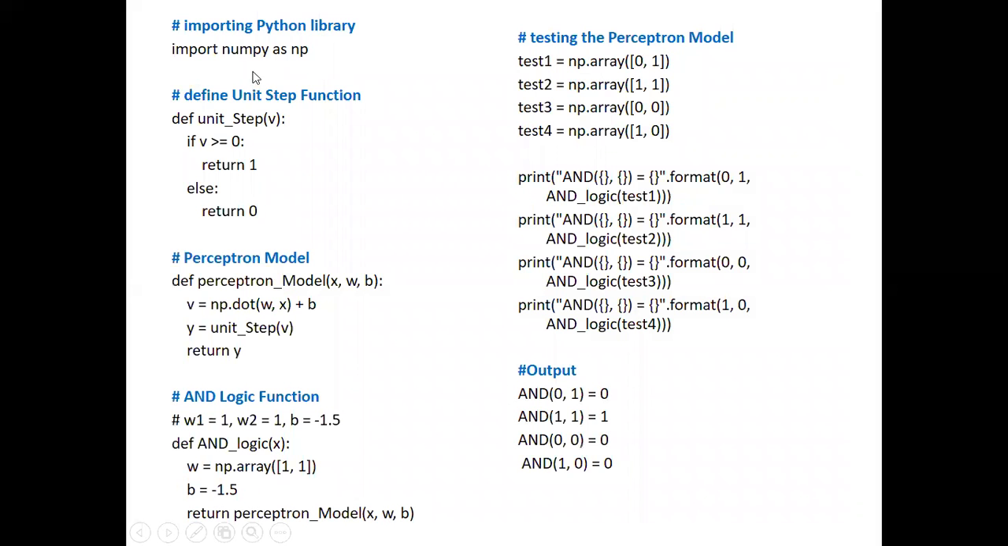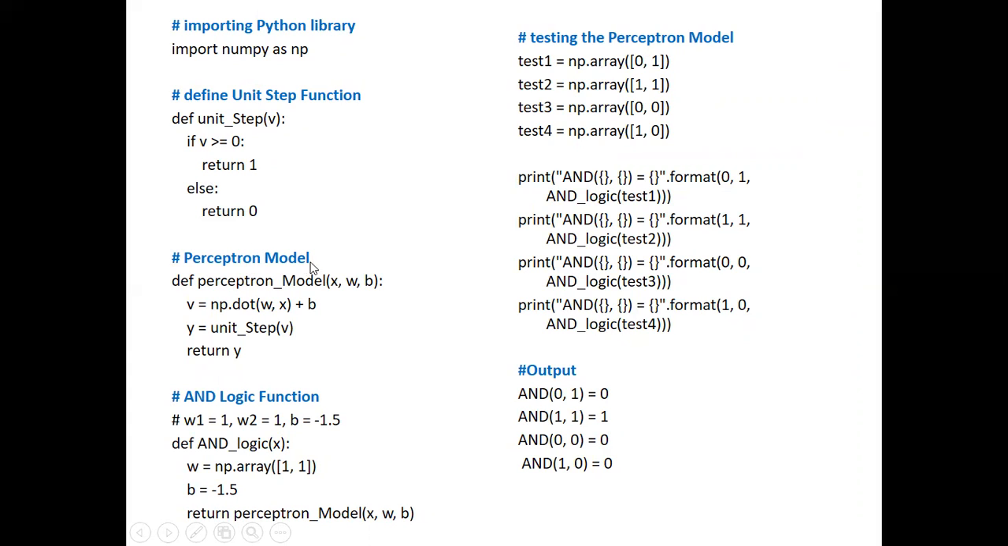Fine. Once the import is done, next we'll have an activation function. The activation function we are using is a simple unit step function. We define it here, with the input being the input to this function. If v is greater than or equal to 0, you return 1, else you return 0. Fine. This is a simple activation function.